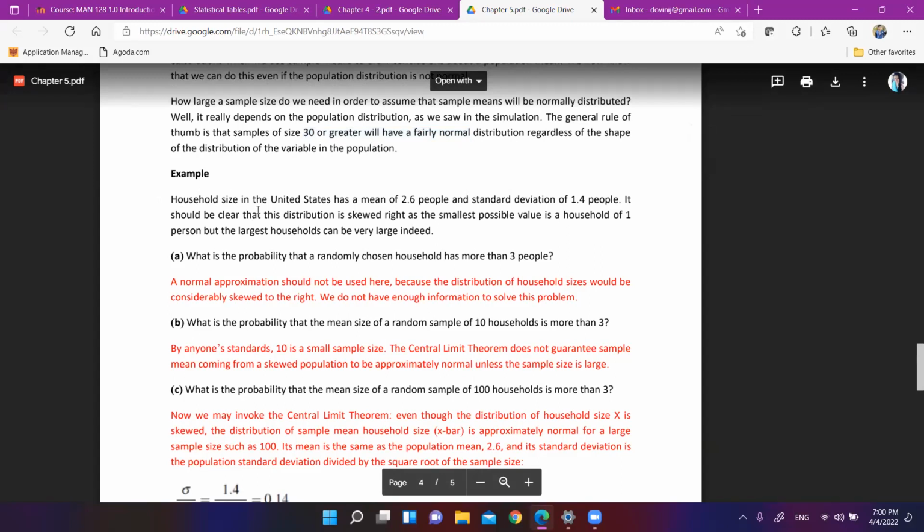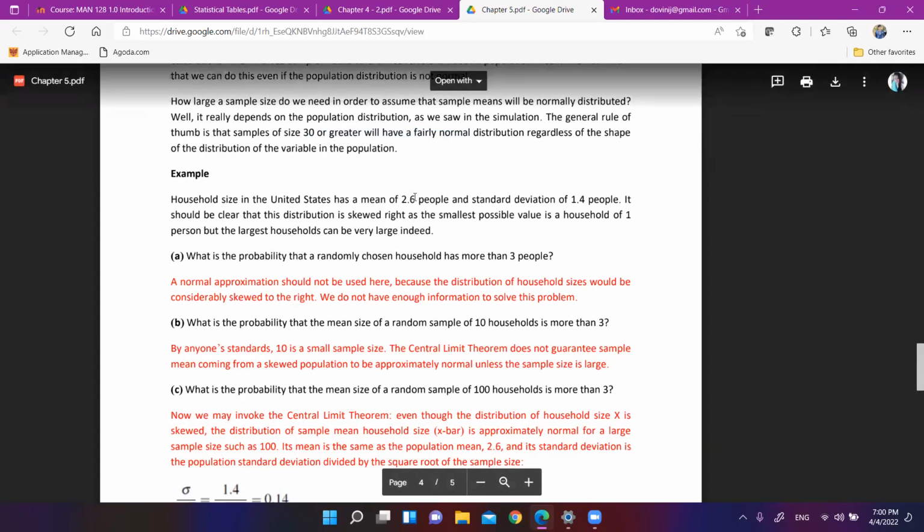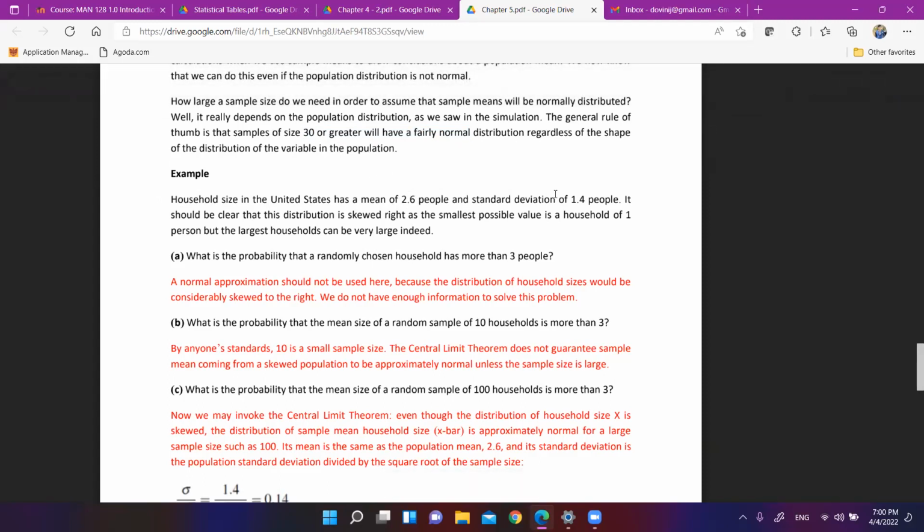Example: household size in United States has a mean of mu equal to 2.6 people, and standard deviation, sigma, is equal to 1.4 people.